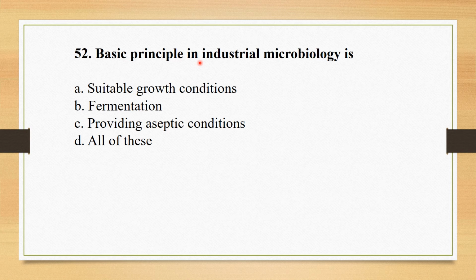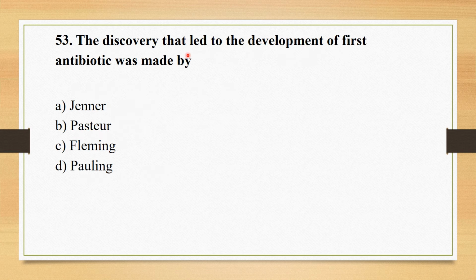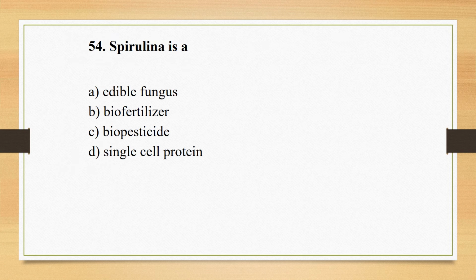The basic principle in industrial microbiology is suitable growth condition, fermentation, providing acidic condition. All are good, but fermentation is the best answer. It is the basic principle. The discovery that led to the development of the first antibiotic was made by the scientist Fleming. Spirulina is an edible fungus, biofertilizer, biopesticide, a single cell, which is a single cell protein.